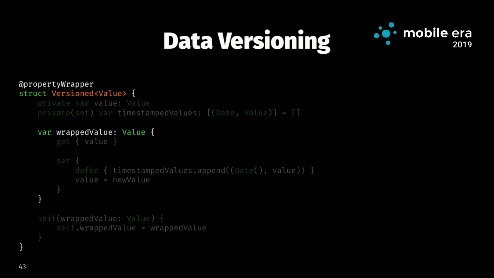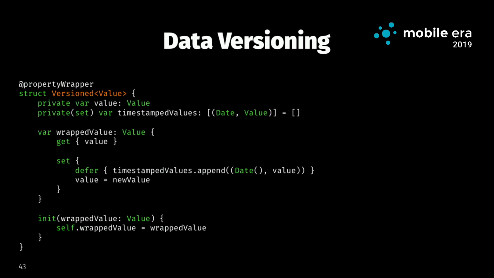And then we implement the computed property. Like before, the getter is just returning the value, because we are only interested in the current value when we use the property wrapper. But in the setter, we want to do two things. We want to store the new value in the history. To do this, we are going to use the keyword defer. It's a Swift keyword that says the code inside the scope after defer is going to be executed at the end of the current scope, meaning at the end of the setter. So we append the new value inside the history, and then we update the current value with the new value. And that's it. We just provide an init in order to have everything built well.